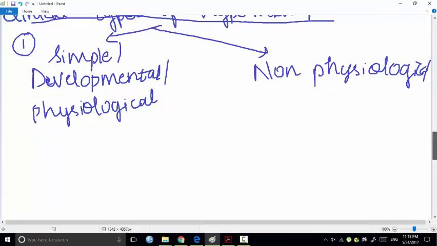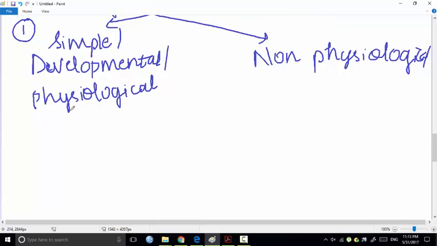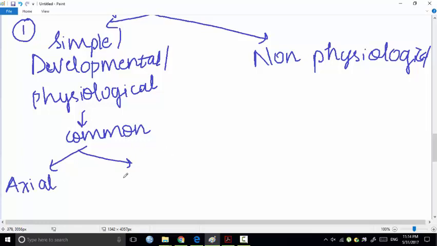In simple or developmental or physiological hypermetropia, it is the common form, that is the one thing you should keep in mind, and this basically results from biological variations. These are of basically two types. As we have already said, it may be axial or it may be curvational. One is developmental axial hypermetropia. The other is developmental curvational hypermetropia.